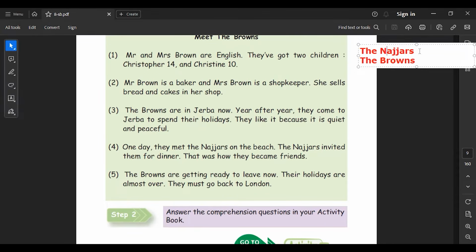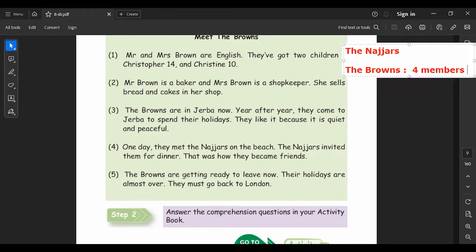Now the Najars and the Browns, okay. Now we don't have more information about the Najars, isn't it? We still don't know who they are or what their members are. Unlike the Browns, they are composed of 4 members. 4 members. I keep it in my head so that I don't make mistakes.